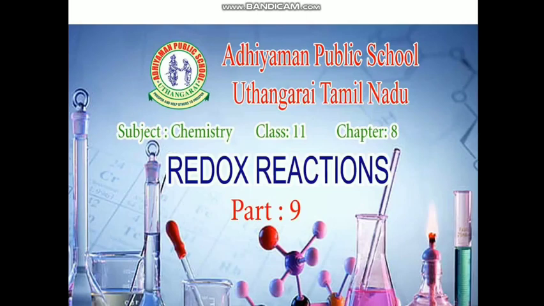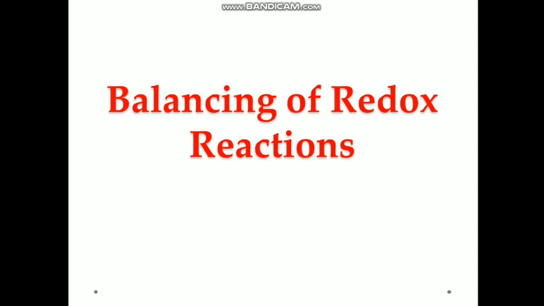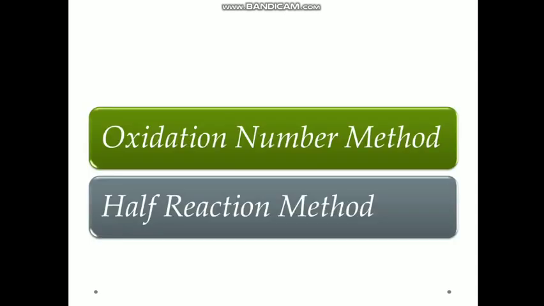In this chapter, redox reactions, we were discussing balancing of redox reactions. In that, we completed the oxidation number method, both acidic and basic mediums. Now we are moving on to the next part, which is the half reaction method to balance redox reactions. It is somewhat similar to the oxidation number method only. Slight changes are there. We will see that now.